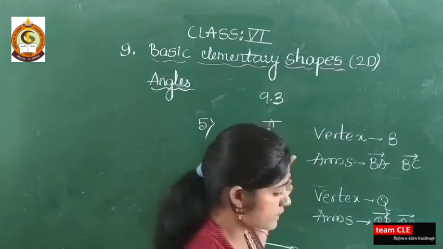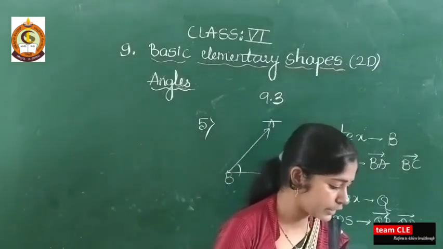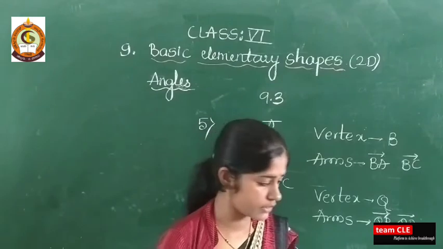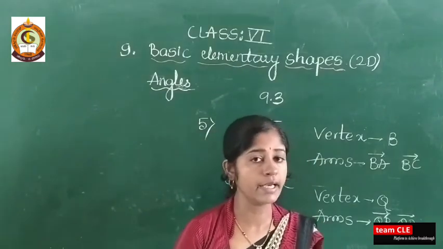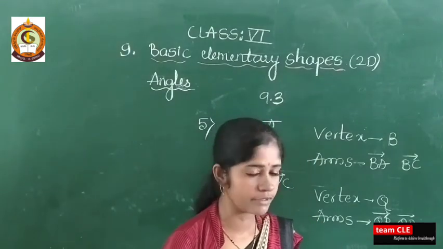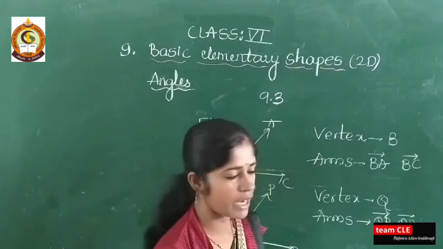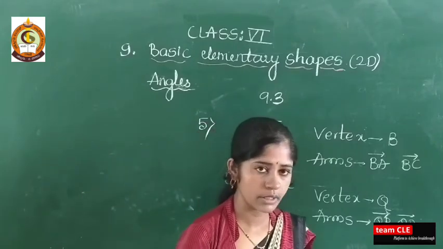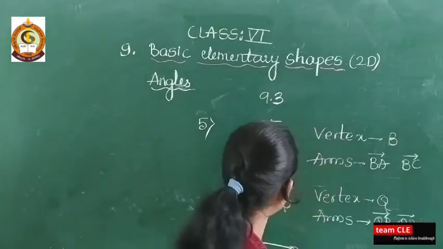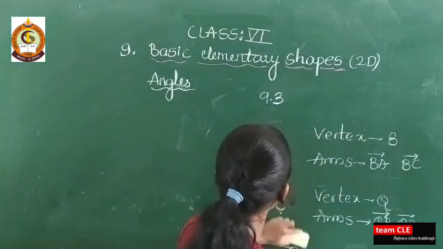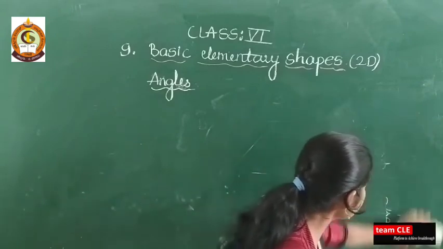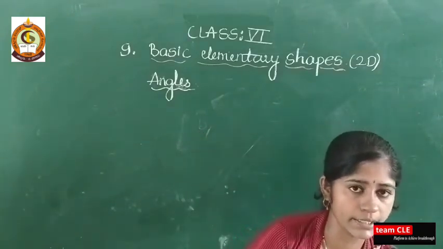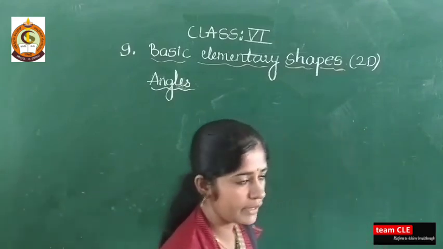And one more exercise from exercise 9.3, page number 132, fifth main. They asked this question: name the vertex and arms of the following. They gave 3 questions there. Among them I have solved 2 and the remaining 1 you do as homework. Understood? Next, moving to one more topic from angles: interior and exterior of an angle.